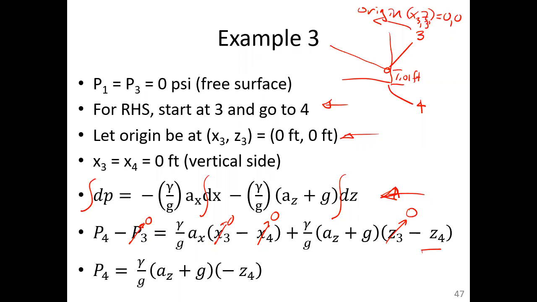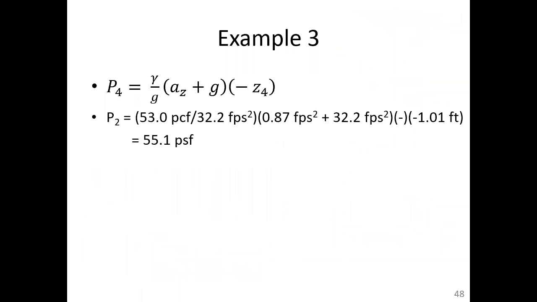The only difference in this equation from left to right is the Z term is different. On the left-hand side, it was minus 3.99 feet. On the right-hand side, it's minus 1.01 feet. So there's that last equation. And from this equation, this should be P4. I copied and pasted.